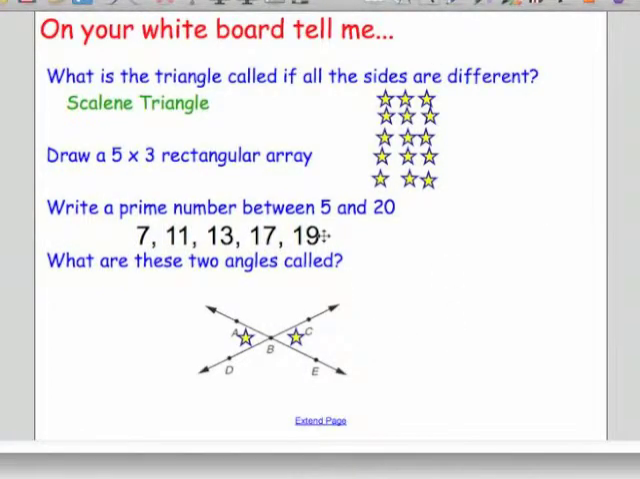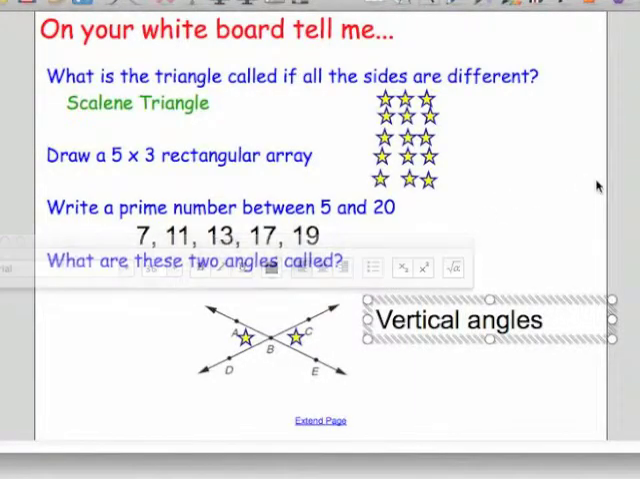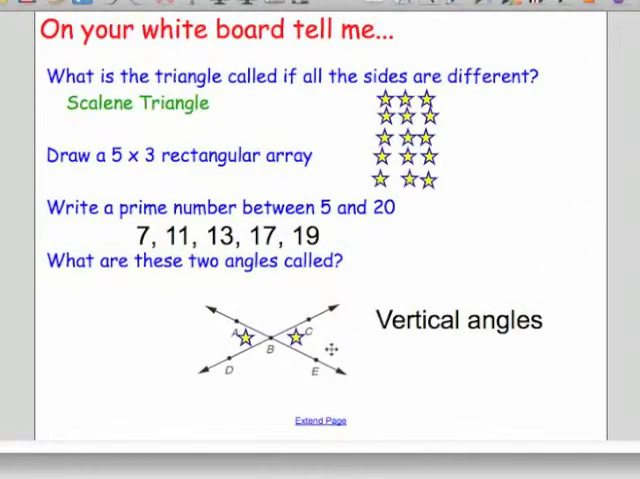And then what are these two angles called when they're opposite of each other? One answer could be opposite angles, but the best answer here, what I'm looking for, is vertical angles. Okay, those are the ones that are opposite. Remember, they have the same measure.